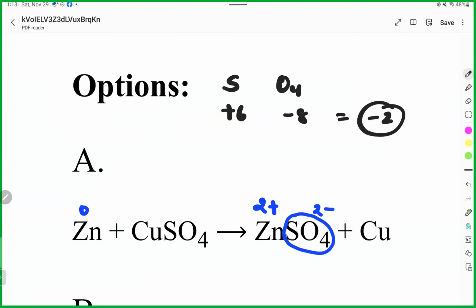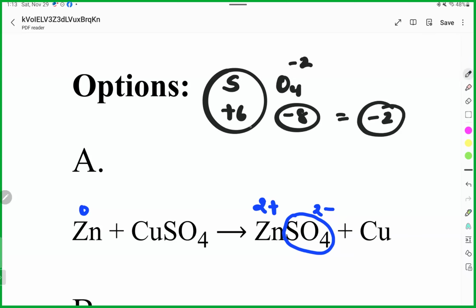Okay, tell me once again. Sulfur has +6 charge. One oxygen has -2, so 4 oxygen will have -8.